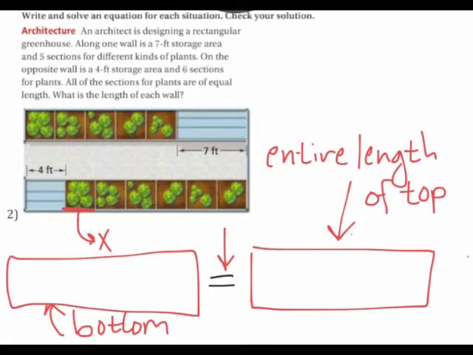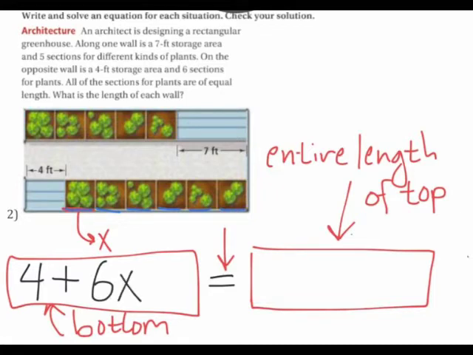Let me write an equation for the length of the entire bottom wall. Let's see. We have 4 feet right off the bat, and we're going to add to that, let's see, how many x's? We have 1x, 2x, 3x, 4x, 5x, 6 x's. So we are adding 6 times x, okay?